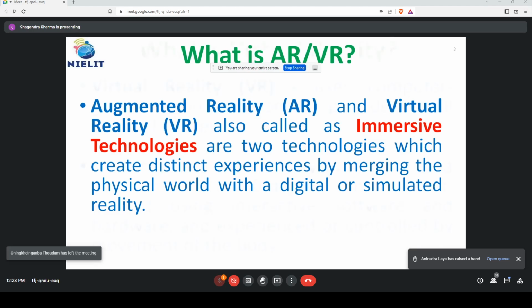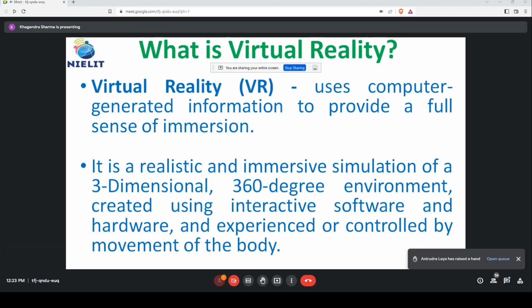Okay, so what is virtual reality within AR/VR? Let's see that first. Okay, so virtual reality, also called as VR, it uses computer generated information to provide a full sense of immersion. So it is basically a realistic, I mean, we feel as if it is a real environment. So that's why it is a realistic and immersive simulation of a three-dimensional 360-degree environment created using interactive softwares and hardwares, and experienced or controlled by movement of the body.